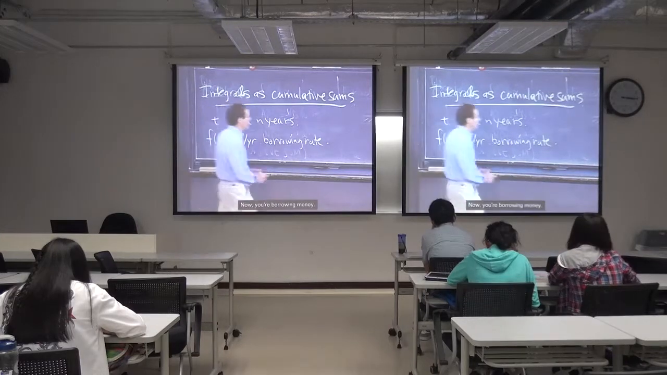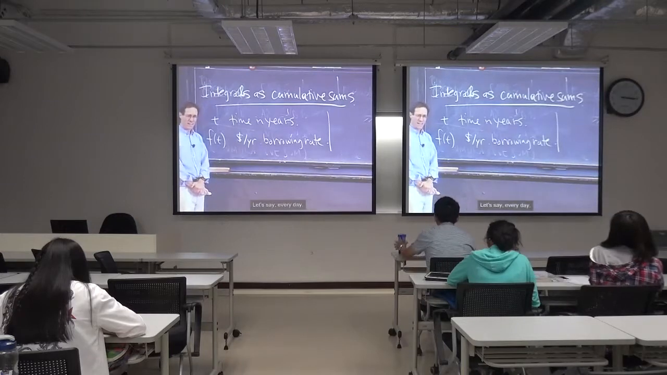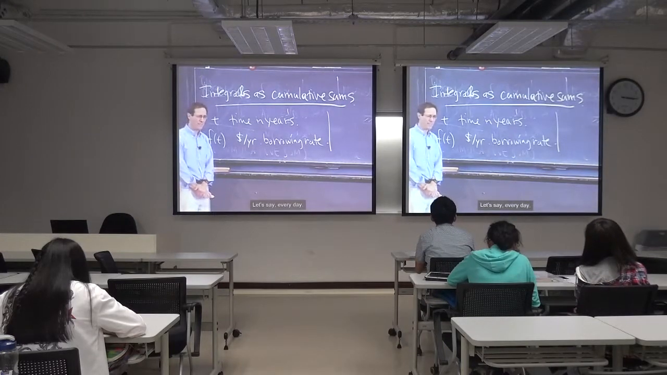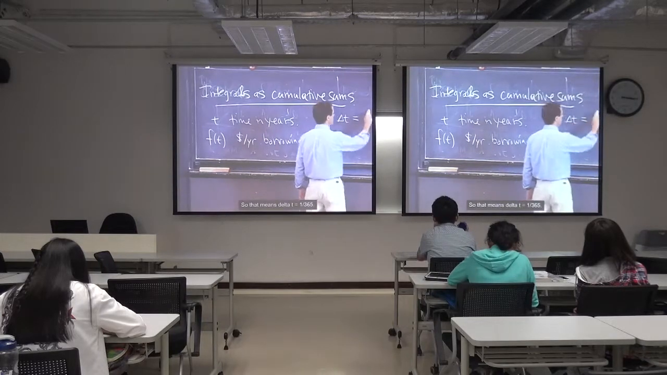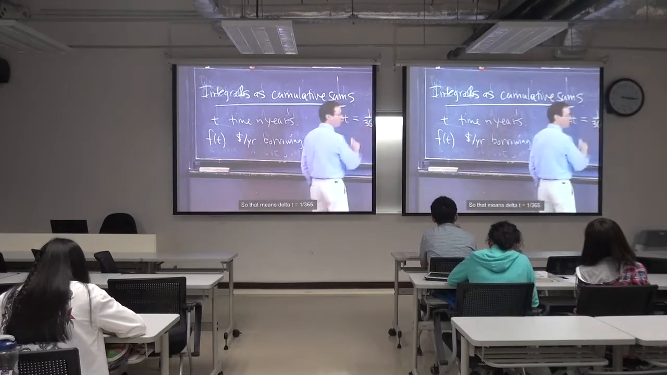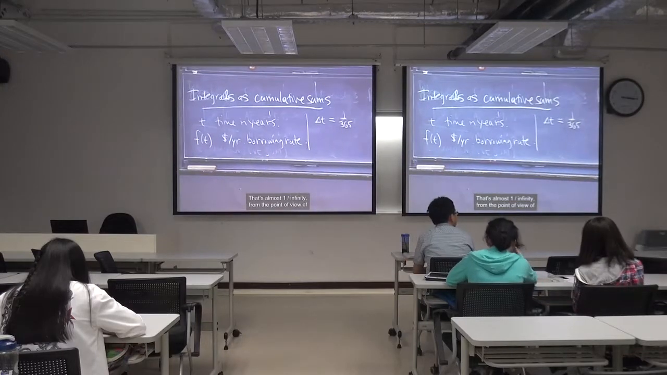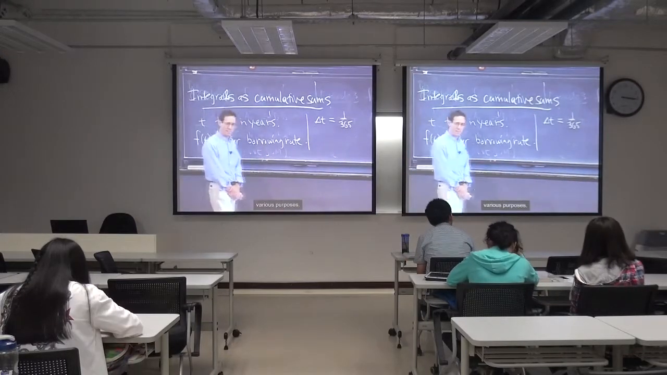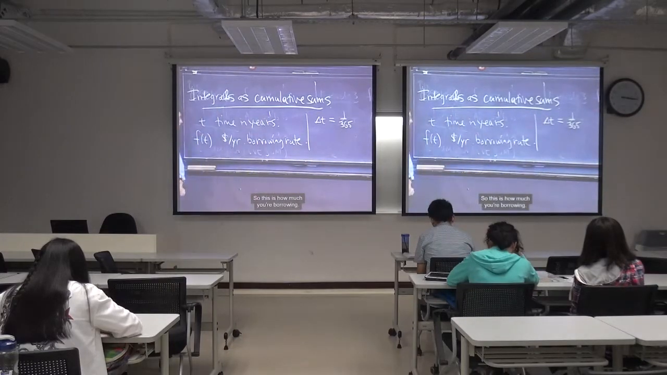Now, you're borrowing money, let's say, every day, all right? So that means delta t is 1 over 365. That's almost 1 over infinity from the point of view of various purposes. All right, so this is how much you're borrowing each time increment.